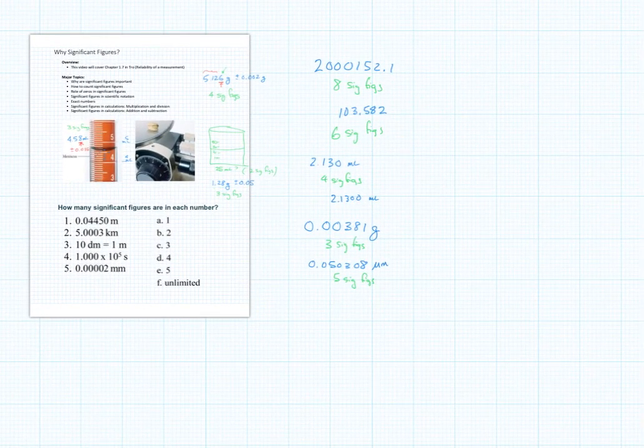Next scenario, what happens if we have a number like this? 100.0350. All right, now we've got digits in the middle, we've got digits after the decimal place, we've got trailing zeros, but you notice we don't have zeros as placeholders. This 1 means that these are not placeholder zeros. So all of these are going to count. 1, 2, 3, 4, 5, 6, 7.